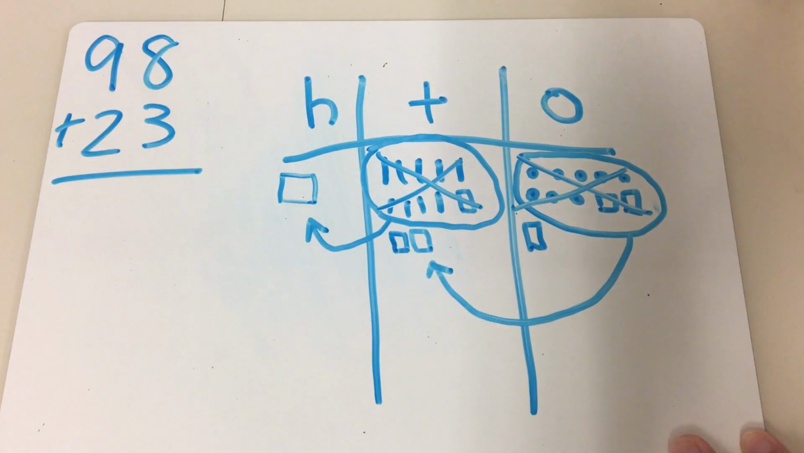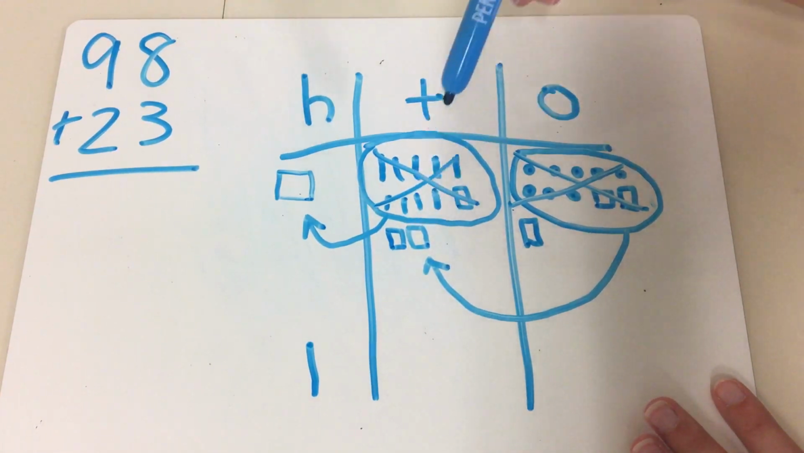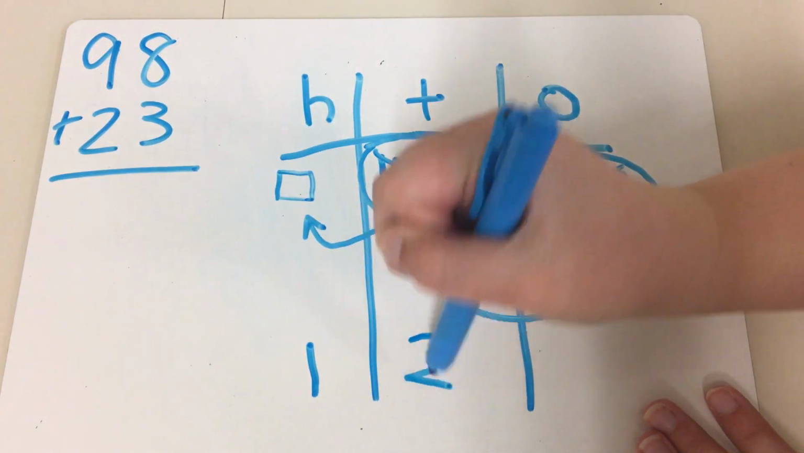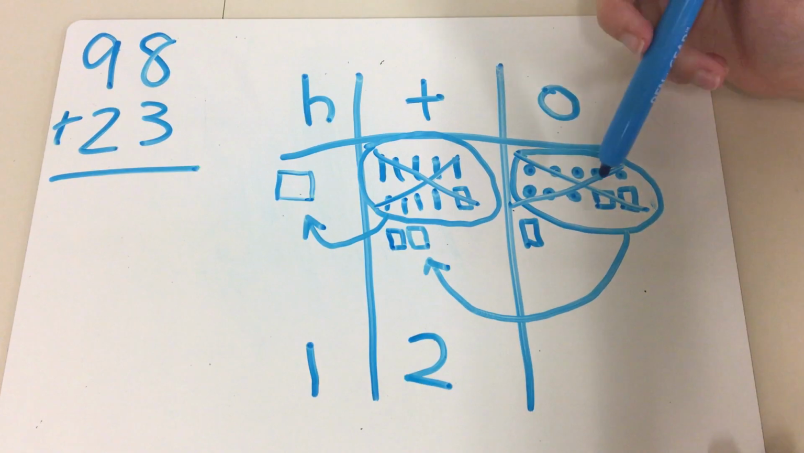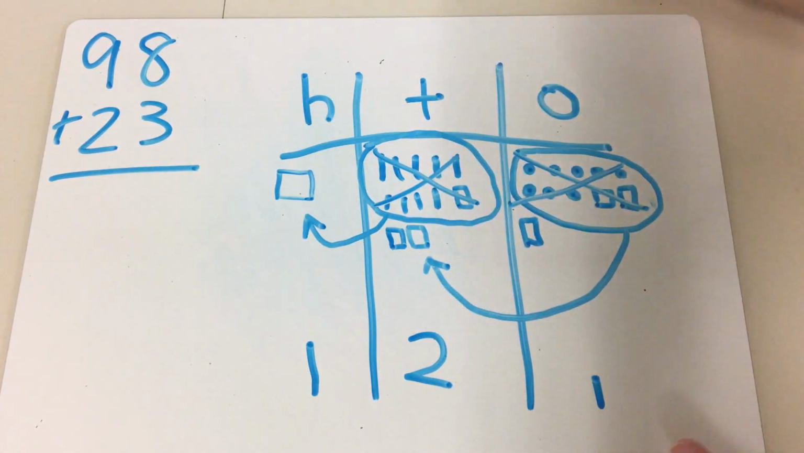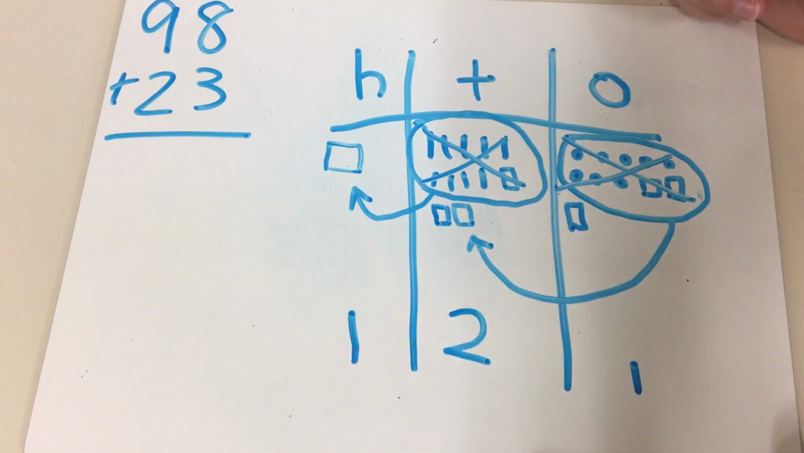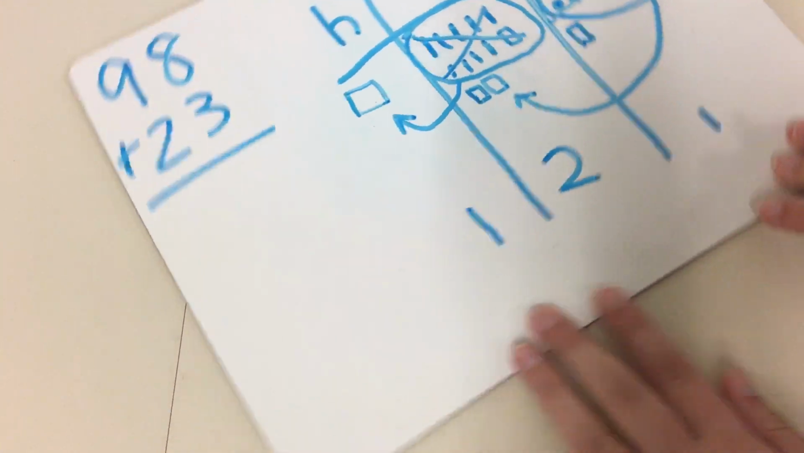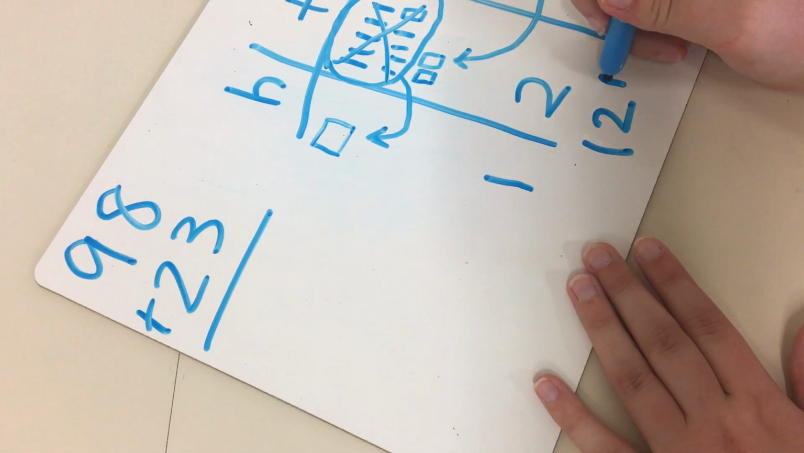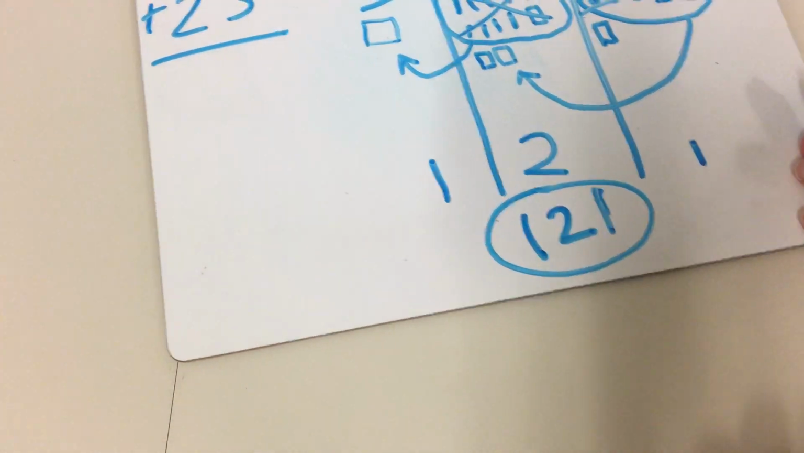So now I'm going to add my answer. I have 100. I have 2 tens left over because all of these were regrouped as a 100. And I have 1 one left over because these were regrouped as a 10. So now I'm going to show you another way of doing it, and we're going to double check my answer. For this problem, I got 121, and we're going to check and see if I did it correctly.